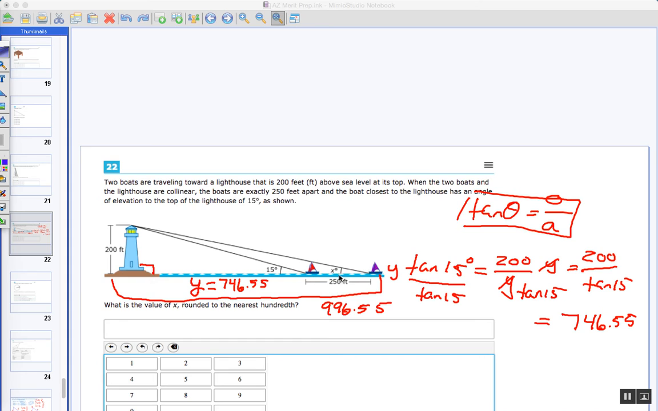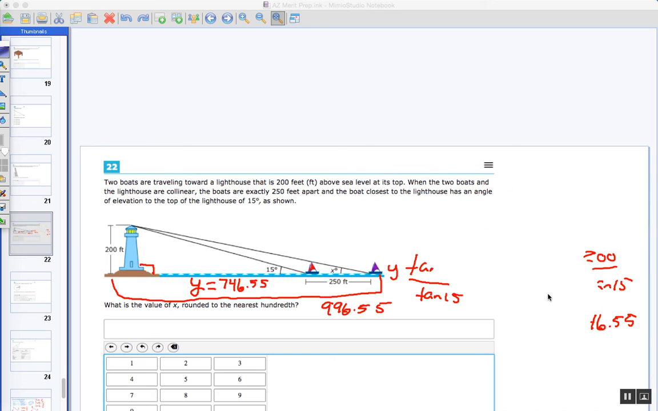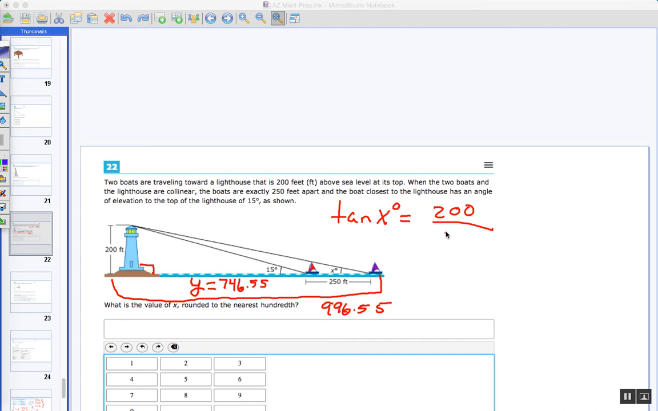The question asks us to solve for this angle x. So let's go ahead and do that. So we're solving for this angle. We have opposite and we have adjacent. So we're still using tangent. So tangent of x degrees is equal to 200 over 996.55. So this time we are solving for an angle.